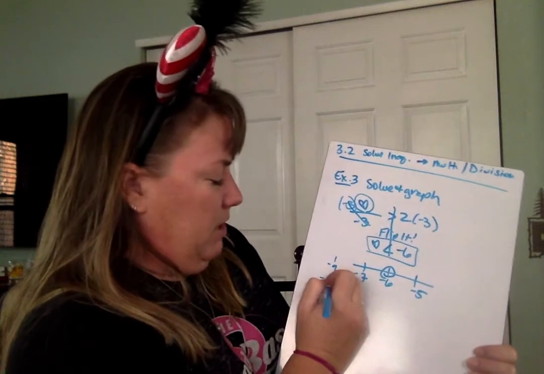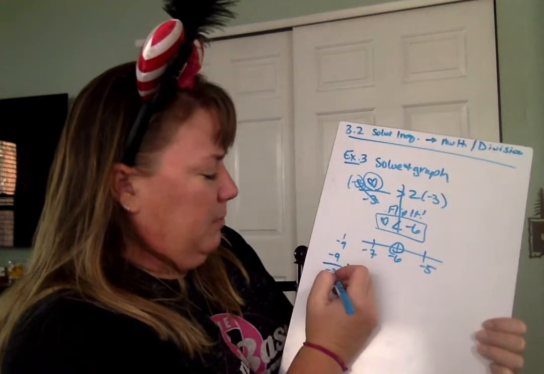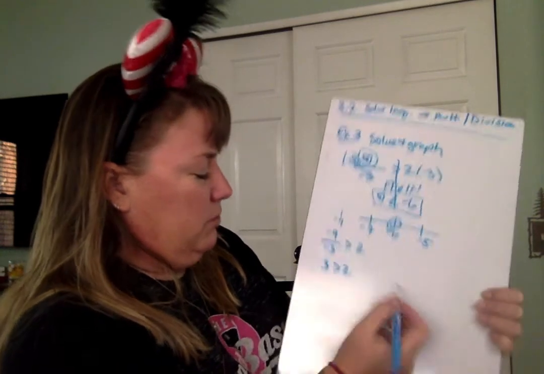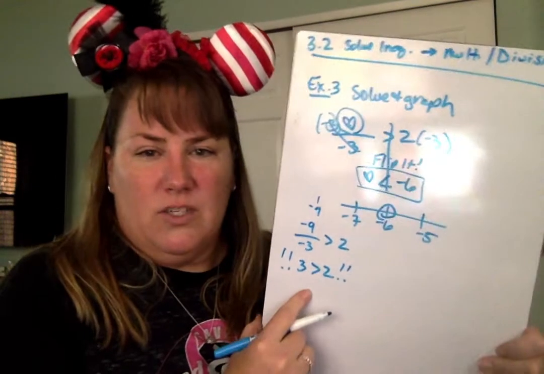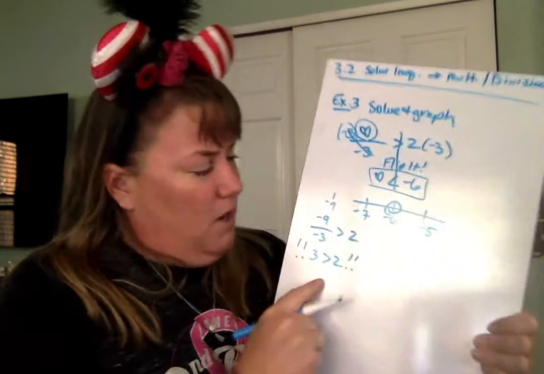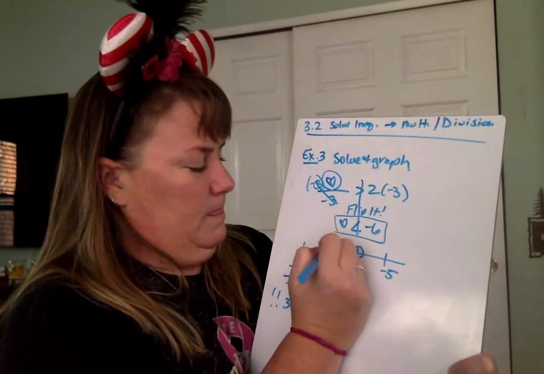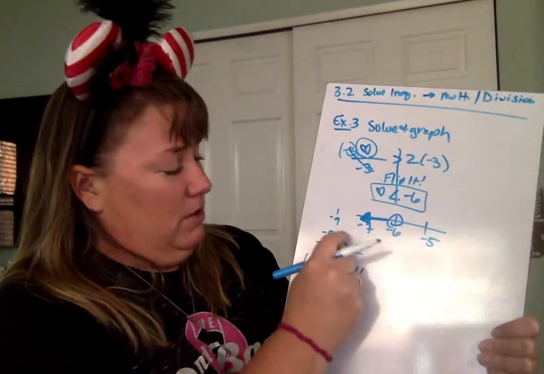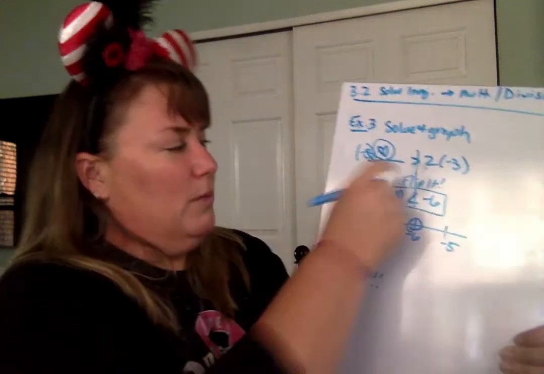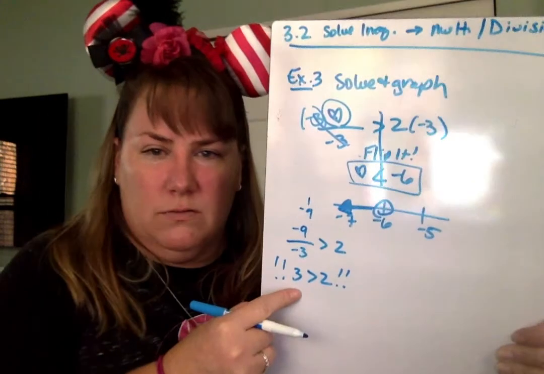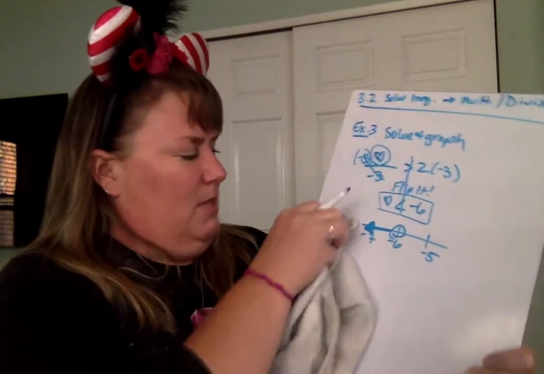So let's go -9 up here. -9 divided by -3. I want to know if it's greater than 2. So -9 divided by -3 is 3. 3 is greater than 2? Yes, it is. So you just had a small little proof on why you have to flip this. So -9 is down here, and that means all these numbers to the left of -6 will make this inequality true. And you just proved it right here. That was a cute little proof.